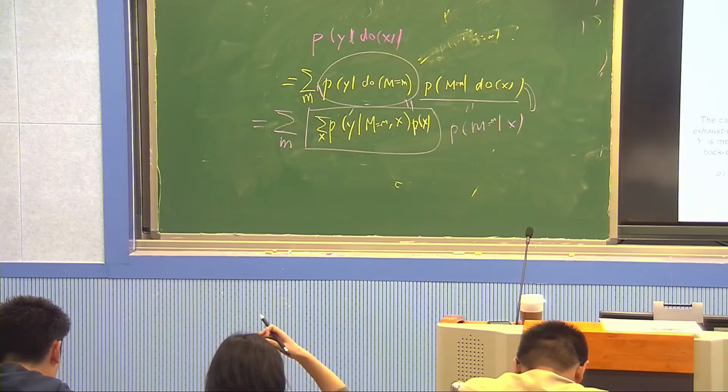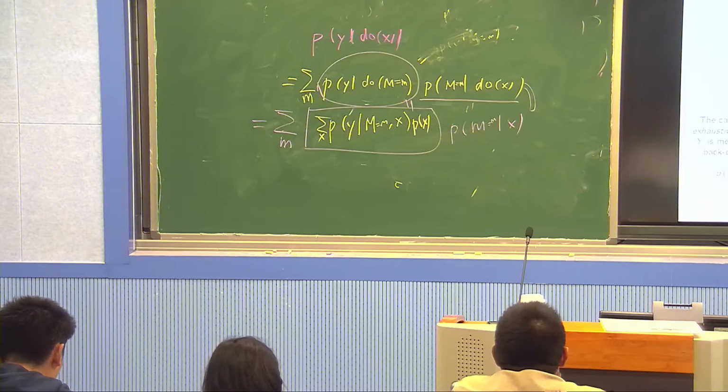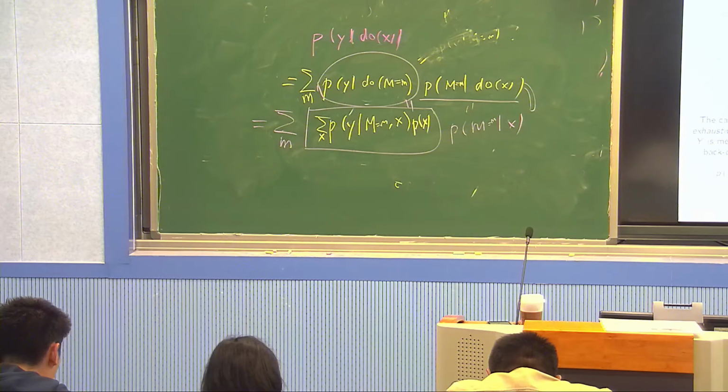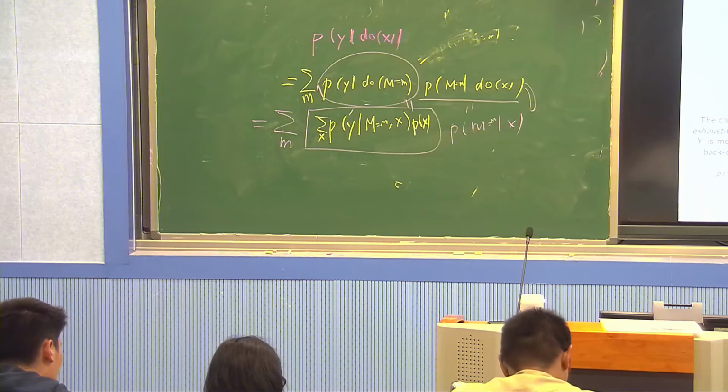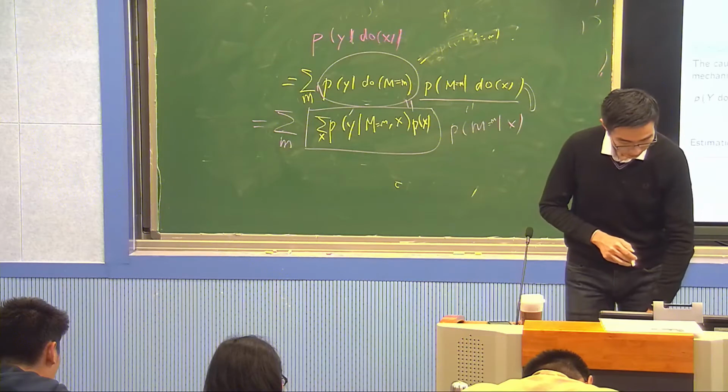Okay? In summary, the variable that satisfies the front door criteria, first of all, lies between x and y. So basically every time we go from x to y, we have to go through this variable. Causally. First condition. Second condition, no open backdoor path between x and it. Third condition, conditioning on x, no other open backdoor path from m to y. So we just need to condition on x and we're done. Okay? So that's the front door criteria.